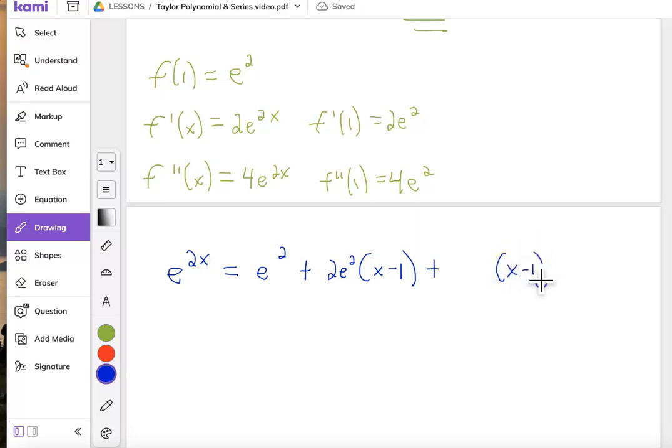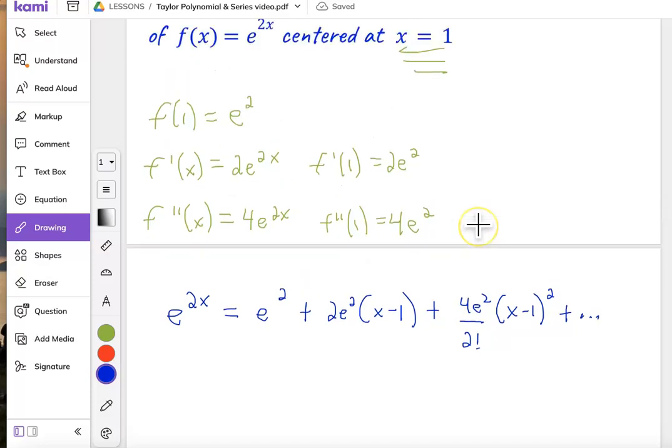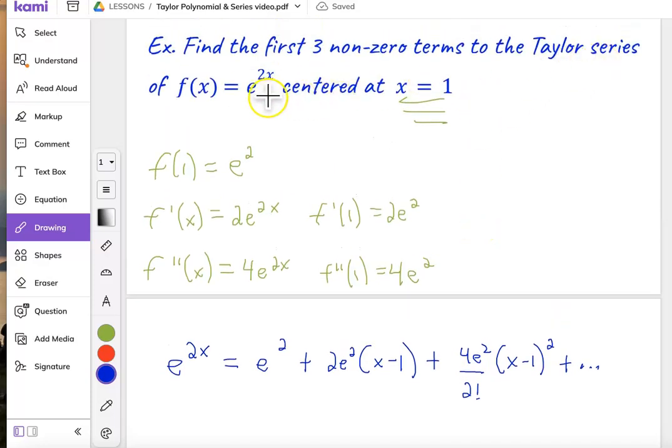And then the next term in our Taylor series would be the x squared term, but we have to subtract 1 from that first, so we have x minus 1 squared. For the coefficient of that x minus 1 squared, the denominator would be 2 factorial, and the numerator would be the f double prime value at x equals 1, which was 4e squared. And as a series, this would continue going on and on forever, but at least this gives us the first three non-zero terms of this Taylor series of our function centered at x equals 1.